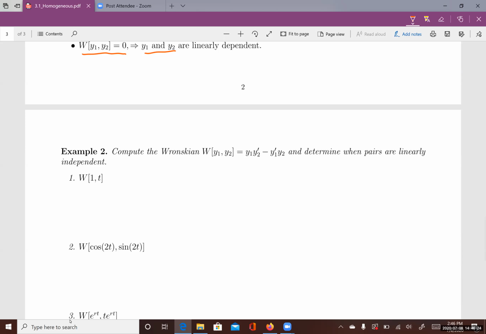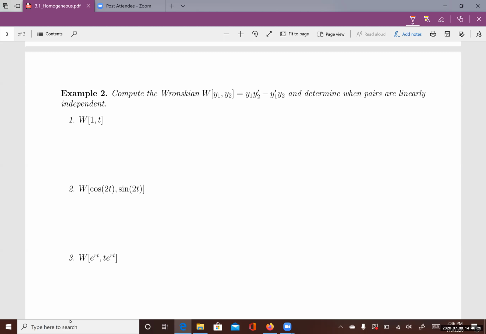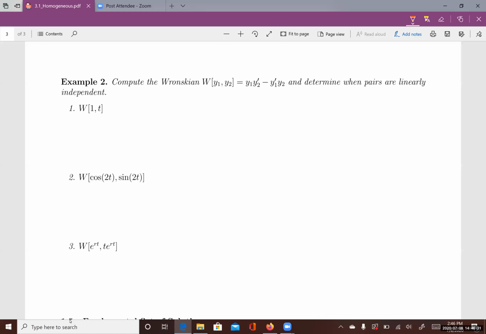So first, let's just look at an example, right? We want to compute the Wronskian for the following pairs of functions. For the first pair, if you have 1 and t, 1 is y1 and t is y2. Okay, so if y1 is 1 and y2 is t, then y1 prime is 0 and y2 prime is 1.